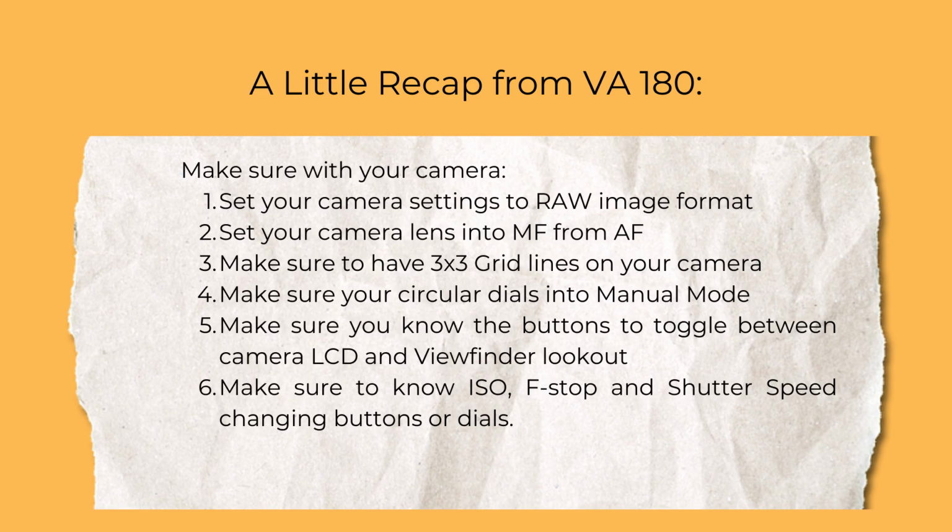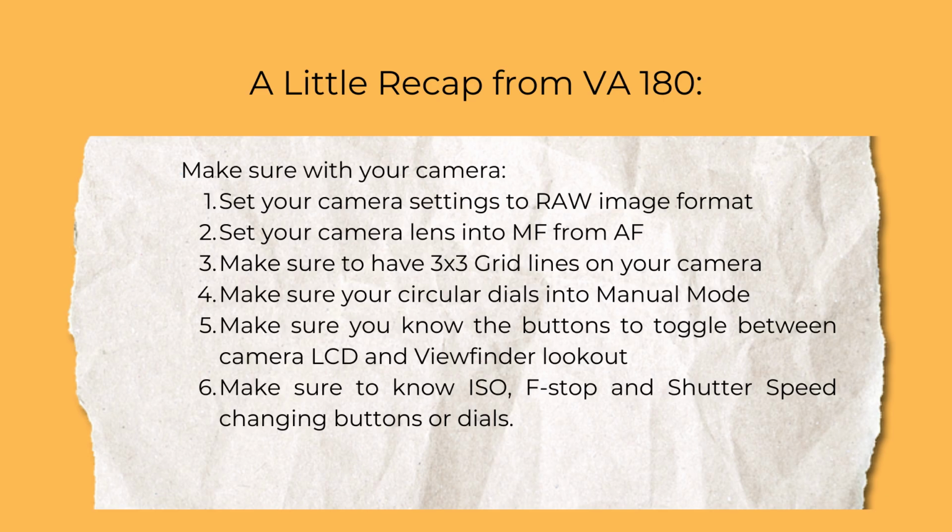First, always shoot in RAW. My 180 students already know I want us to shoot in RAW file format. Go on your camera, change your settings, just shoot always in RAW. Make sure that your camera lens is set to manual focus, that is MF, not AF, so that you can control your focus on your camera lens.